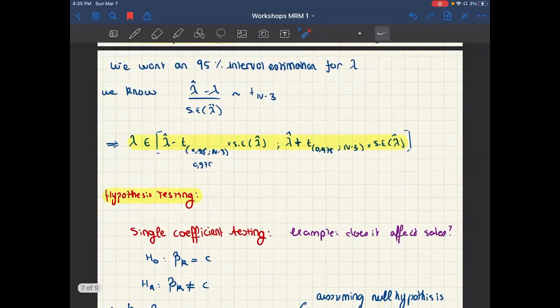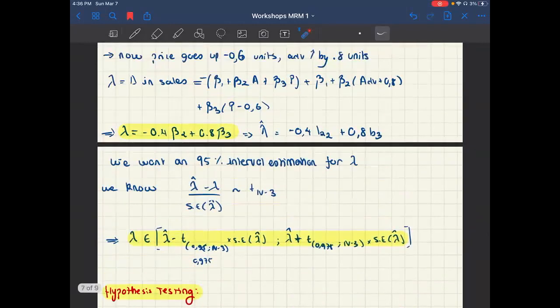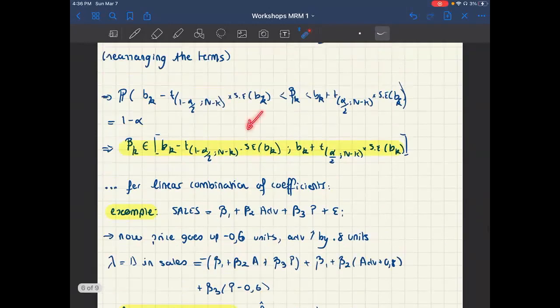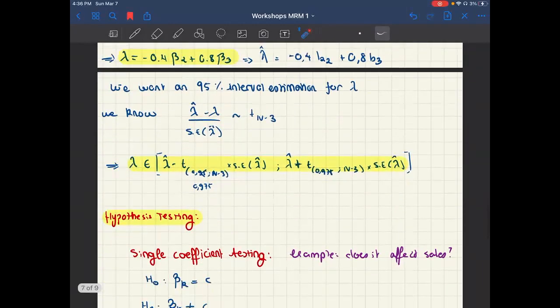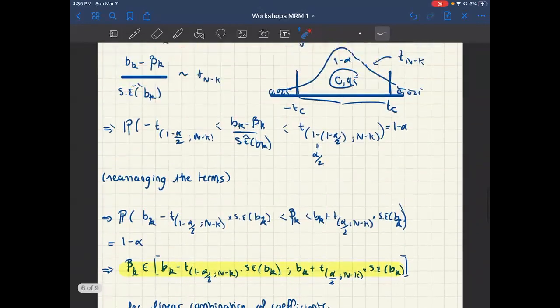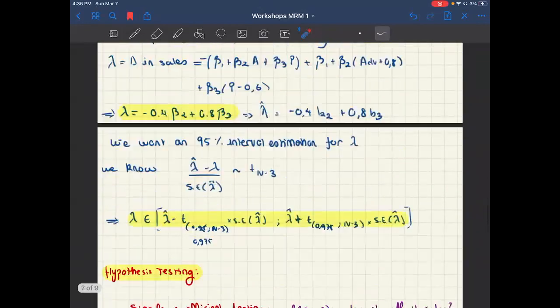And if we want a 95% interval estimation for that, then we can just use the property that lambda hat minus lambda, divided by the standard error of lambda hat, follows a t n minus 3 distribution. And we just apply the same logic as discussed above to get an interval estimation. I don't want to spend too much time, but I'll send the notes and you can review more or less how that was done.